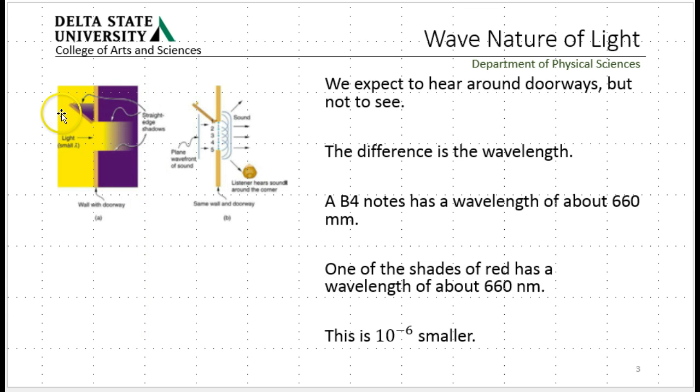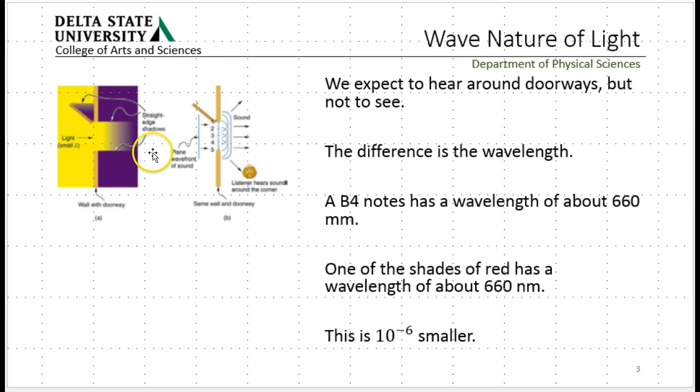Now, if we were talking about a door, right, we're shining light through a door, we expect that door to cast a fairly straight shadow, right? Light doesn't typically bend around the corners or anything like that. It's pretty straightforward. Sound, on the other hand, does bend around the corners.